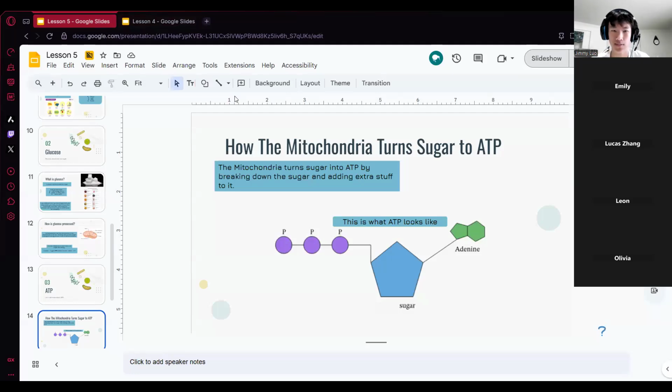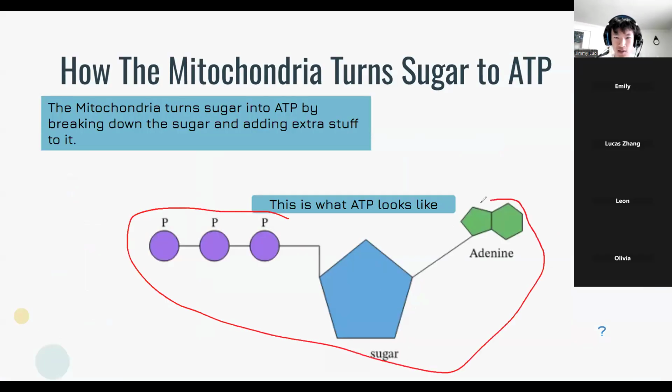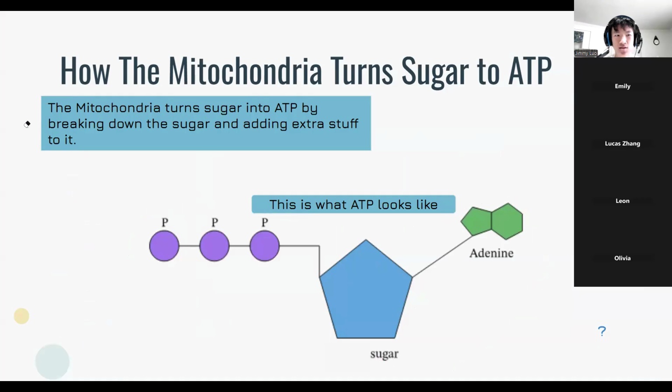So this is what ATP is. ATP is this funny little molecule, right? It looks pretty awesome. You guys can still see here that the sugar is still here, but it's a different type of sugar, right? The glucose turned into a different type of sugar.